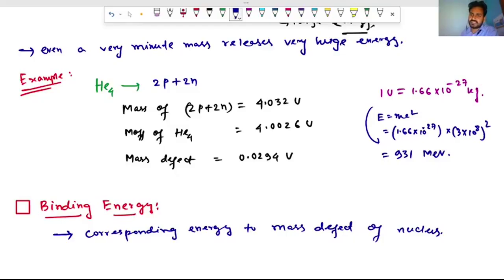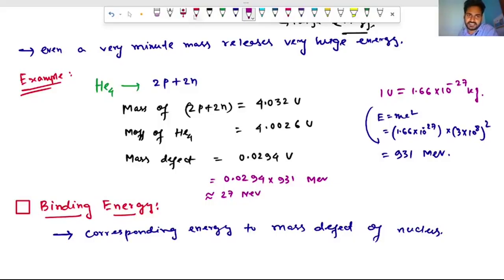Mega electron volt. So now we will check what is the energy corresponding to the mass defect of the helium nucleus. We have to calculate 0.0294 multiplied by 931 mega electron volt. If we calculate it, it will come approximately 27 mega electron volt.